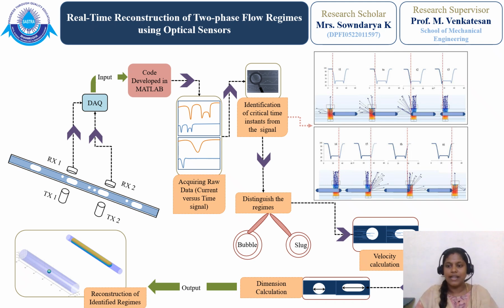Both slug and bubble regimes exhibit a V-shaped, W-shaped and YW-shaped pattern. These are the three different patterns of this signal. Critical instance pointed for the YW shaped pattern is shown here.